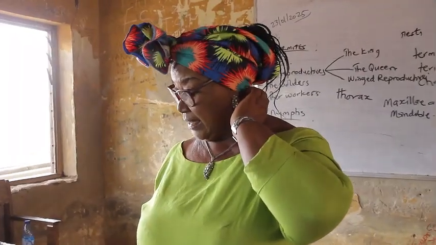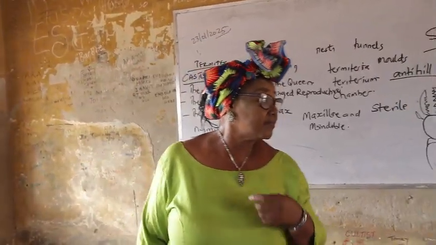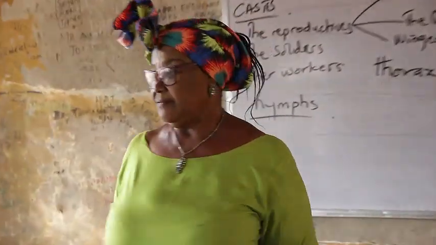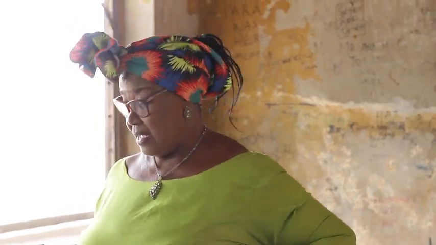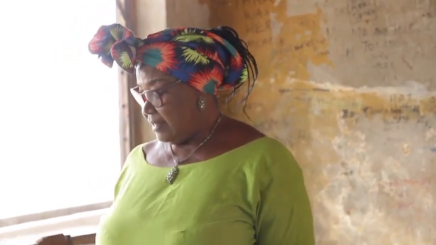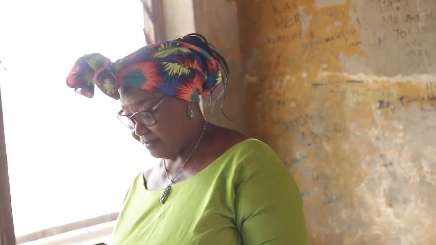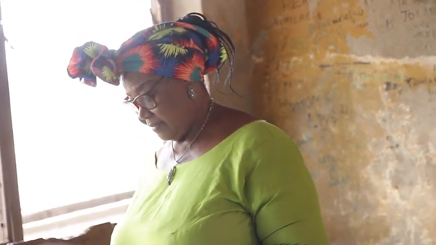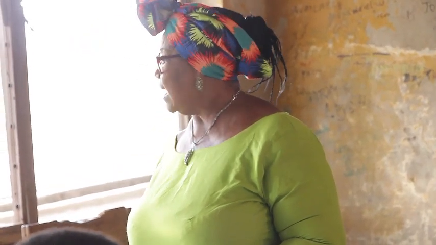They look after the nymphs, feed the nymphs, and also feed the queen. Point number next. They cultivate fungus. They cultivate fungus garden. That is the growth of fungus to digest the wood.